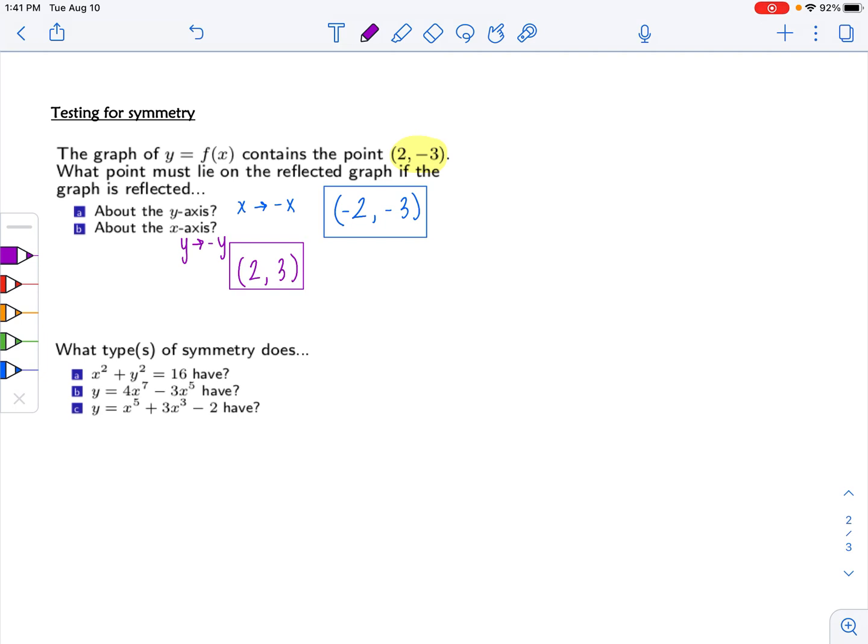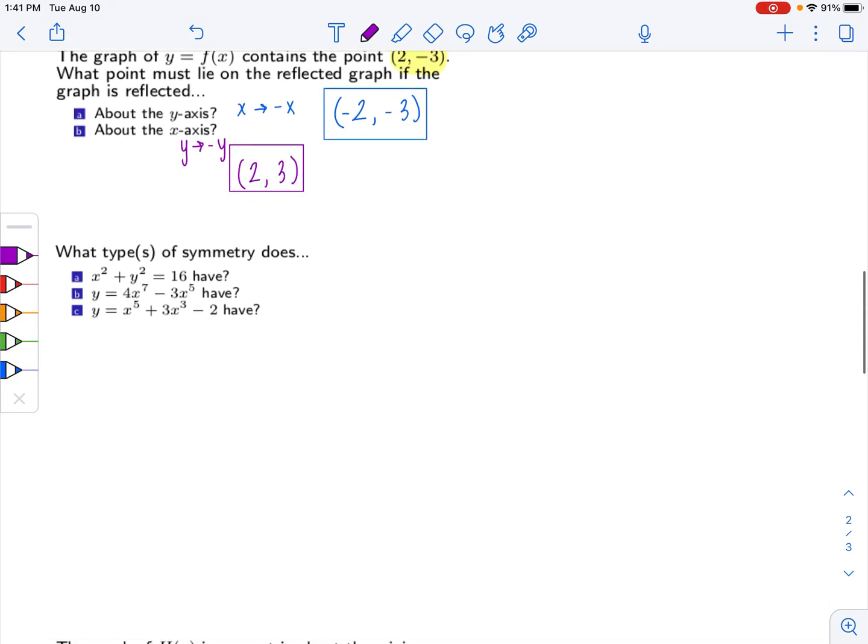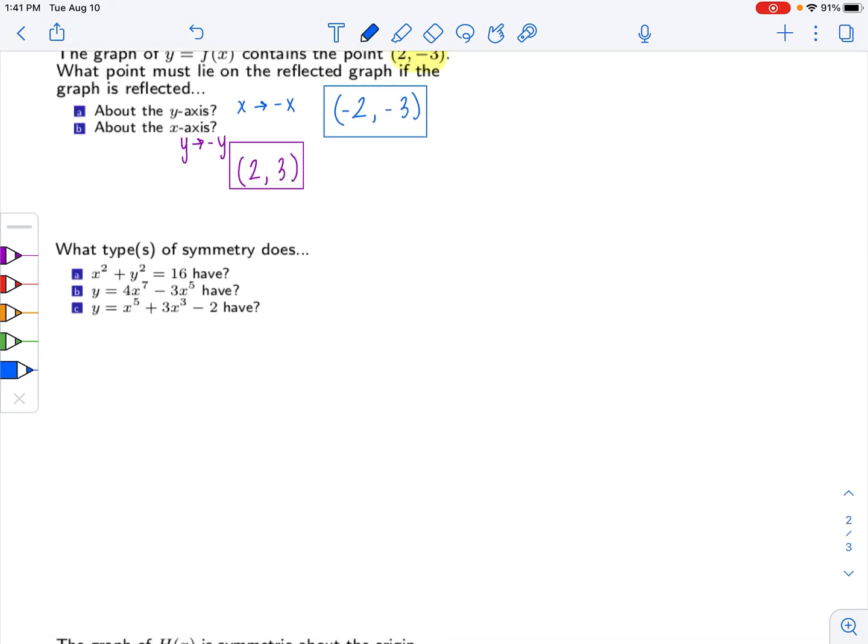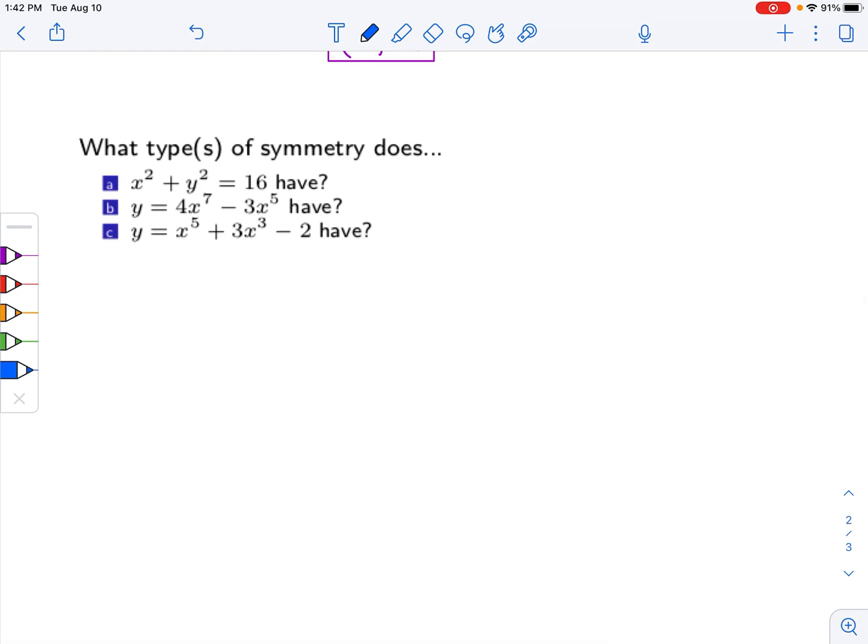Now here, what types of symmetry do these exist? This is going to be our algebraic tests. This is what we'll be showing when you do your homework, quizzes, and tests. All of this algebra needs to be shown because you have to check all the cases. So let's start with A. What type of symmetry does A have?